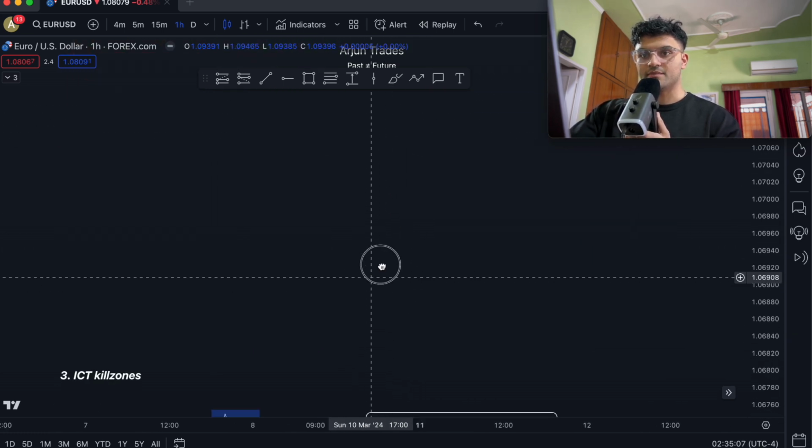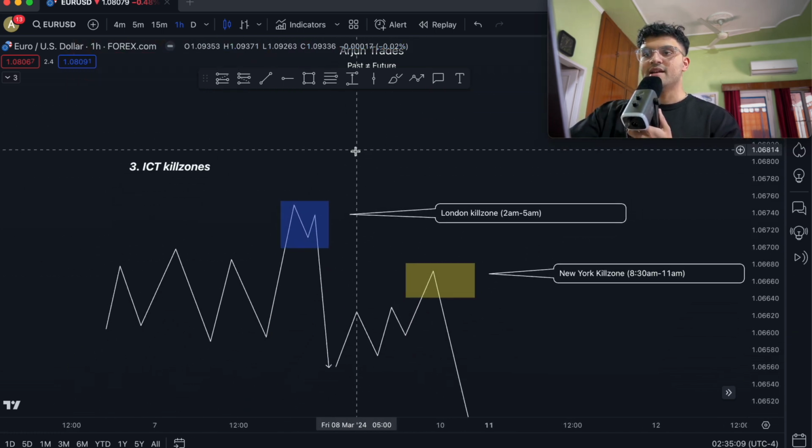The third concept I want to talk about are kill zones. Essentially, there's so much time in the day. The forex markets are open 24/5, right? So from Monday to Friday, they're open, but we need to find high probability timings to actually trade the market. And what are these timings? Well, this is where ICT kill zones come into play.